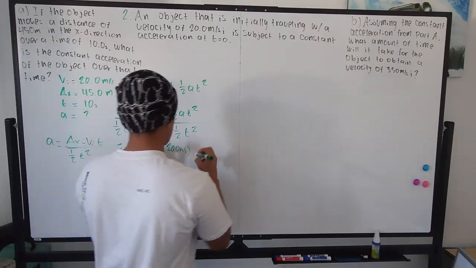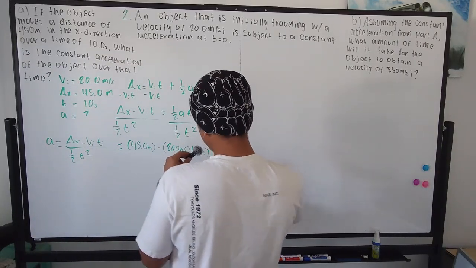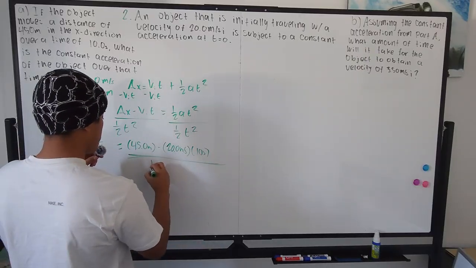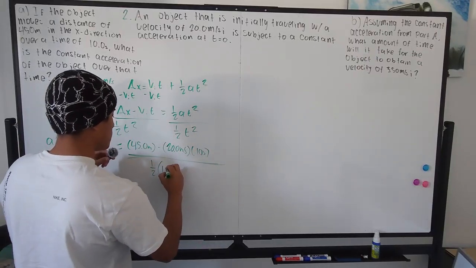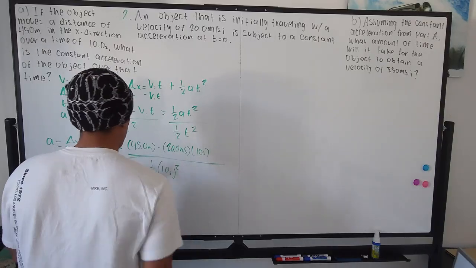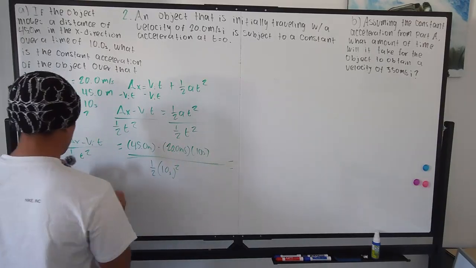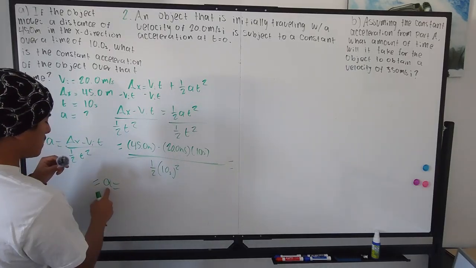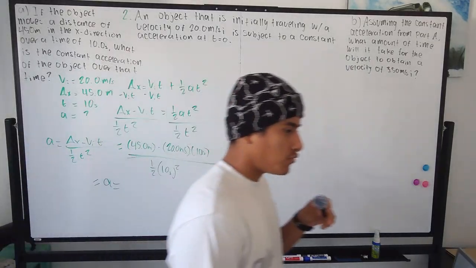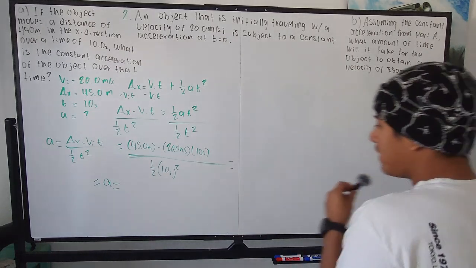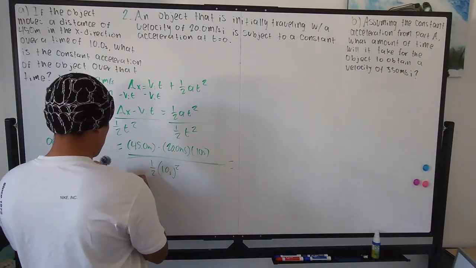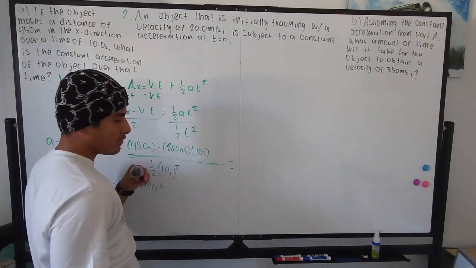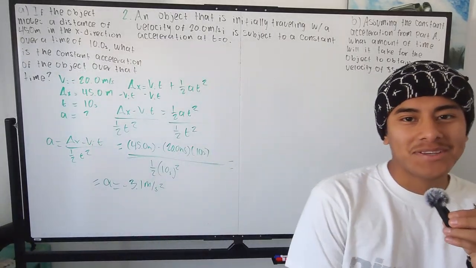And then the time, which is 10 seconds, all over 1/2. And then our time squared, which is 10 seconds. For a final answer, this is equal to our acceleration, which is then equal to a final answer of negative 3.1 meters per second squared, since it is acceleration.